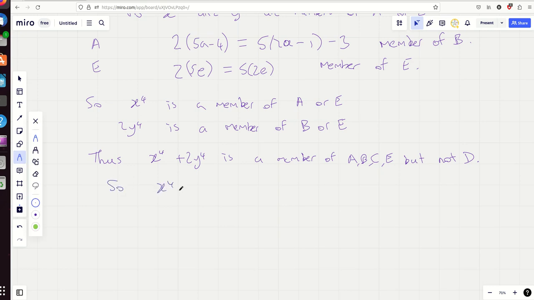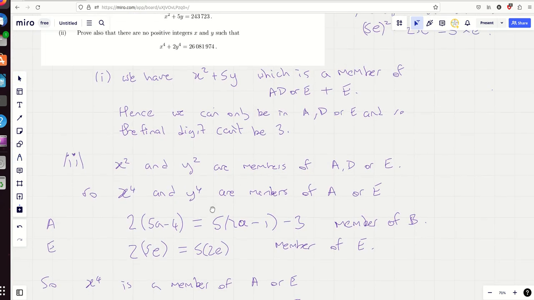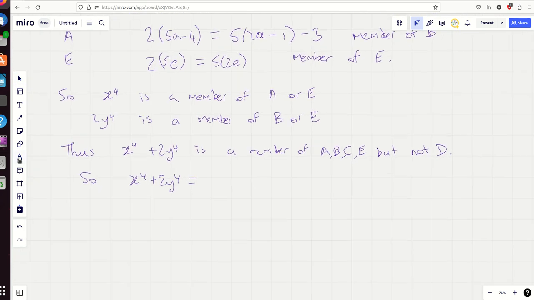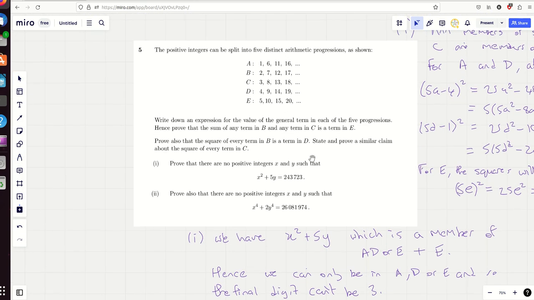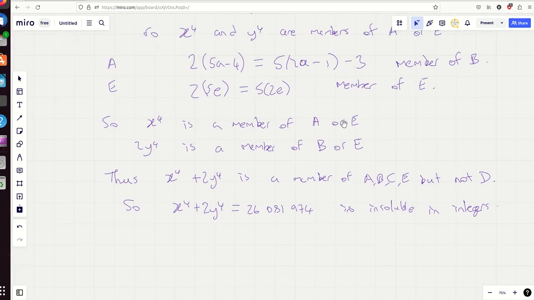So, x to the 4 plus 2y to the 4 equals blah blah blah, ending in a 4, to 26081974 is insoluble in integers. There we go. And really what they're teaching you here is modular arithmetic without modular arithmetic being mentioned. That's what we're really doing. We're basically working in mod 5 here. But really interesting question.